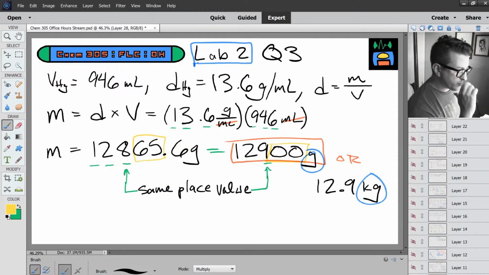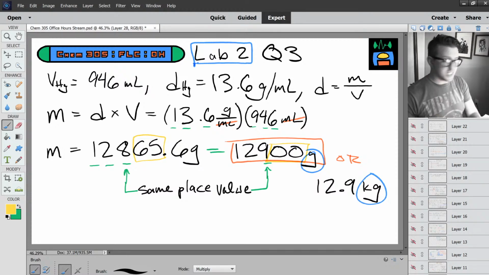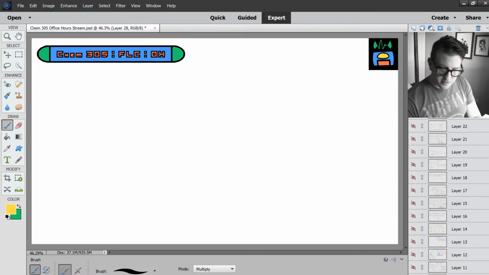Calculating AMU, why put the percentages over 100? Okay, awesome, Tatiana. I'm glad that works.